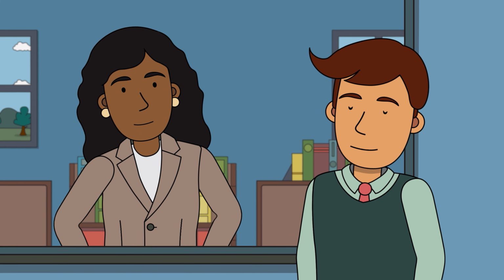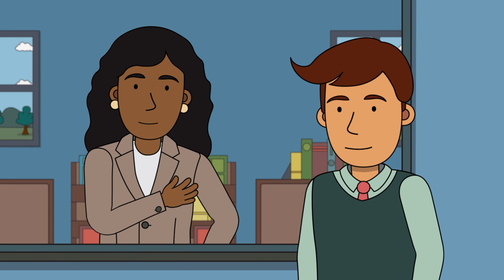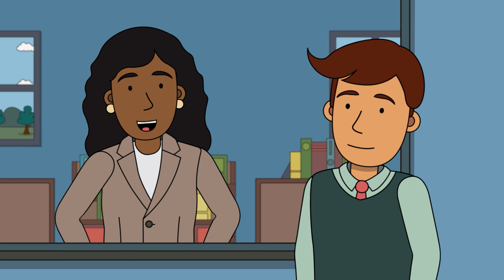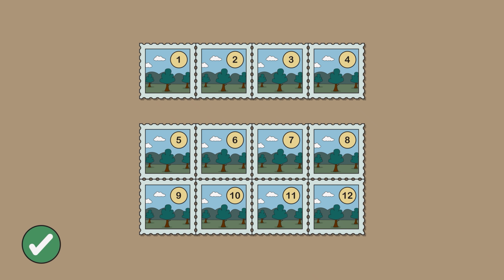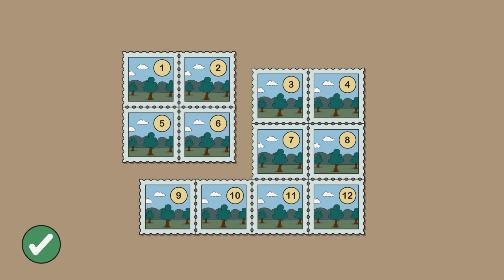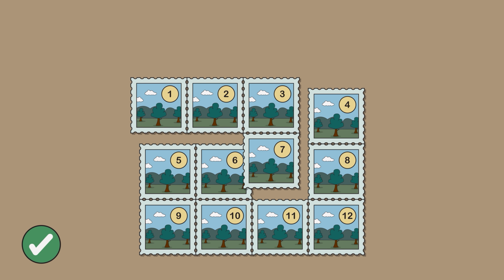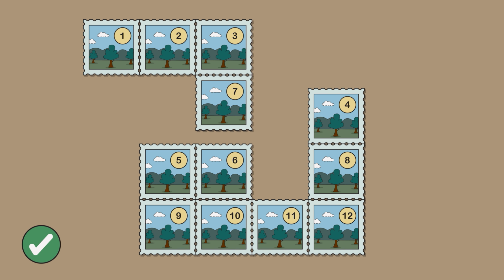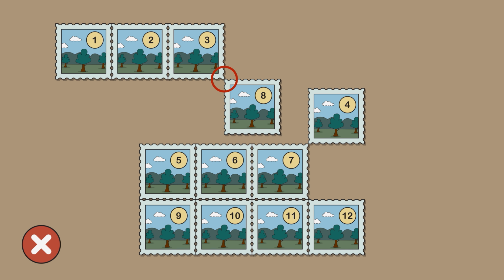The staff member there told me that I would need 4 stamps to send my letter, and that I could take any combination of these 4 stamps, as long as they were all connected by an edge. For example, I could choose stamps 1, 2, 3, and 4, or I could choose stamps 1, 2, 5, and 6, or even stamps 1, 2, 3, and 7. However, I couldn't take stamps 1, 2, 3, and 8 because stamps 3 and 8 were only connected by a corner and not an edge.